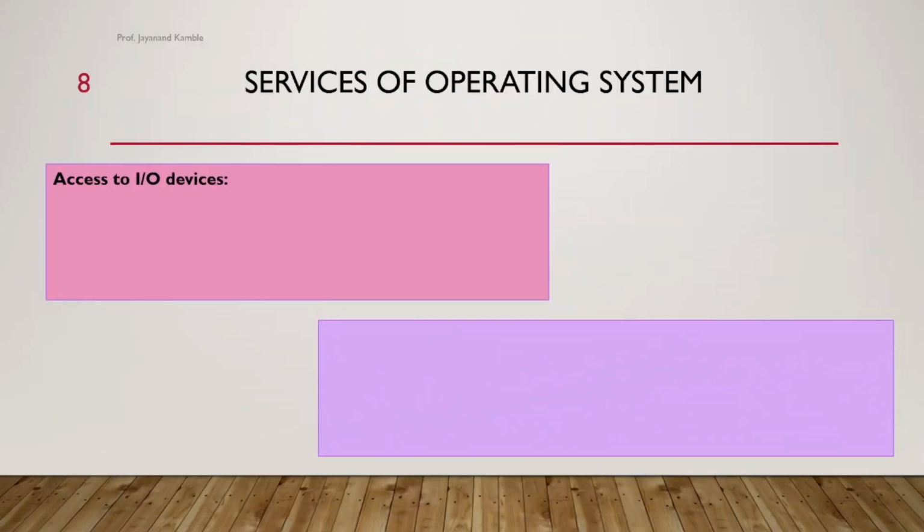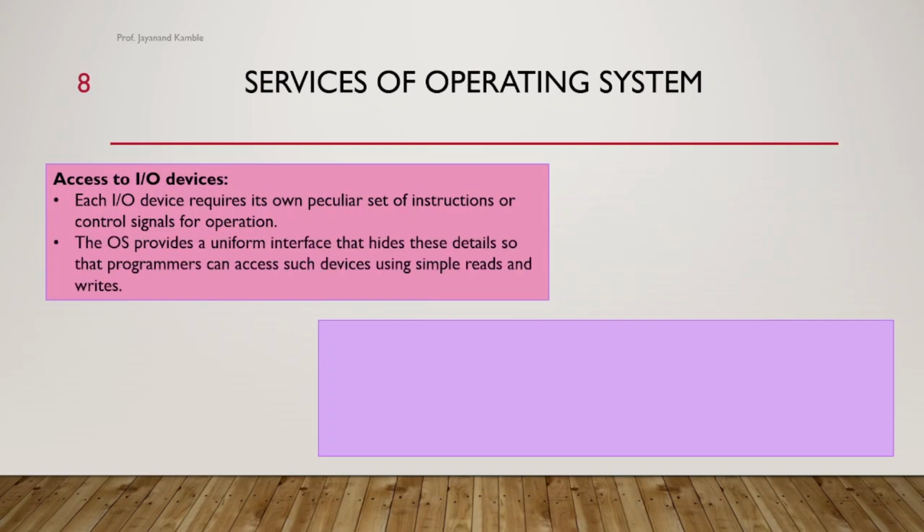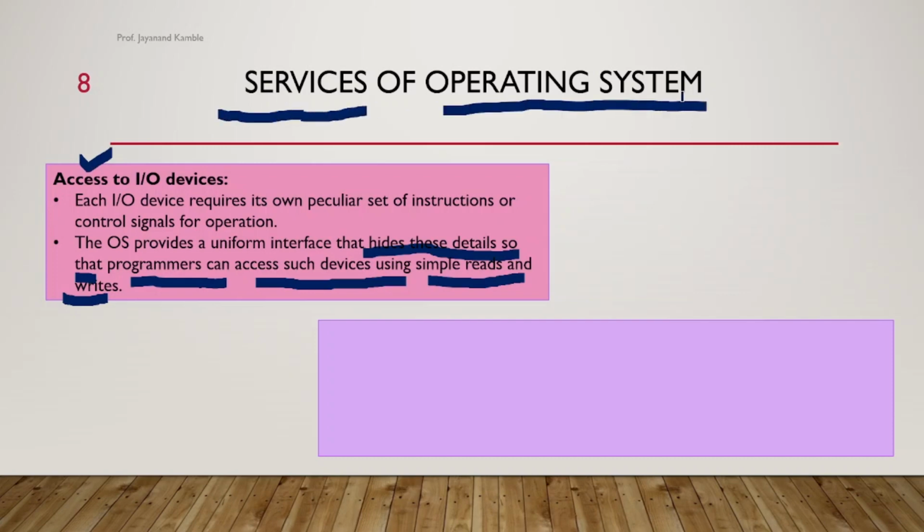Then access to IO devices. Each IO device requires its own peculiar set of instructions or signals for operations. The OS provides a uniform interface that hides these details so that programmers can access such devices using simple read and write. So providing access to input output devices is another service given by the operating system.